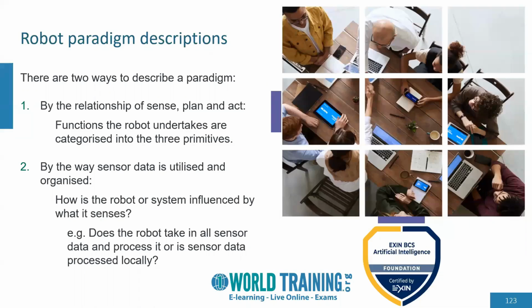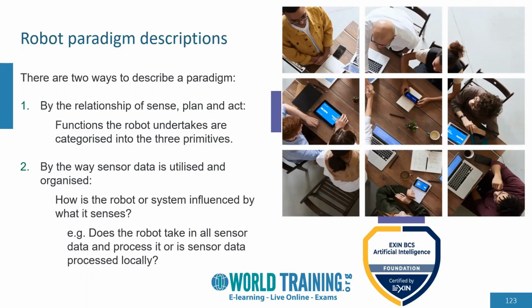Now let's look into the description of robotic paradigms. There are two ways to describe a paradigm. The first way is to describe the paradigm by the relationship of sense, plan, act. You describe the paradigm based on the primitives: you look at a paradigm and define it based on the relationship of sense, plan, and act. The functions the robots undertake are categorized under these three primitives.